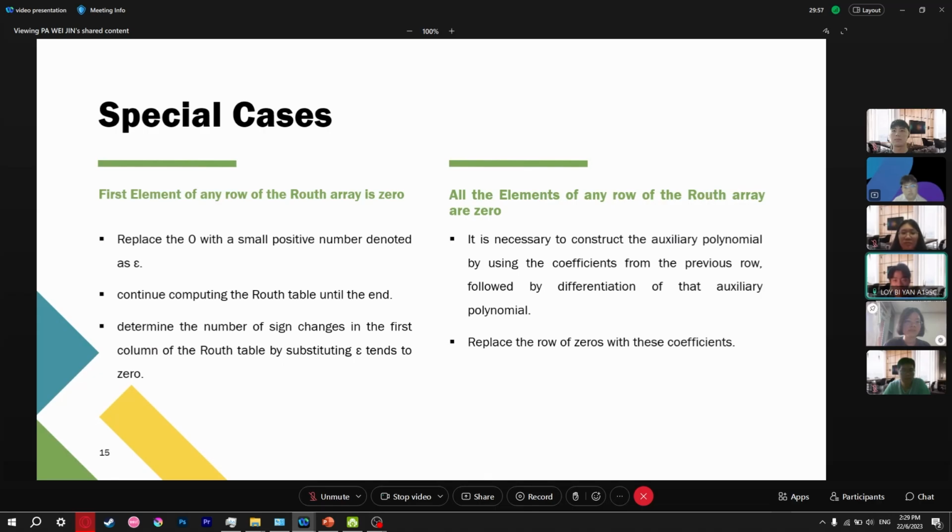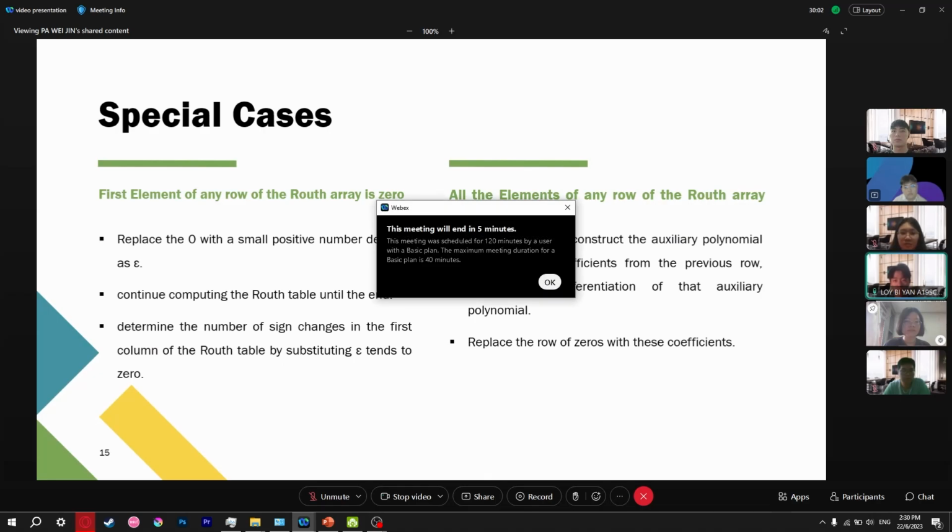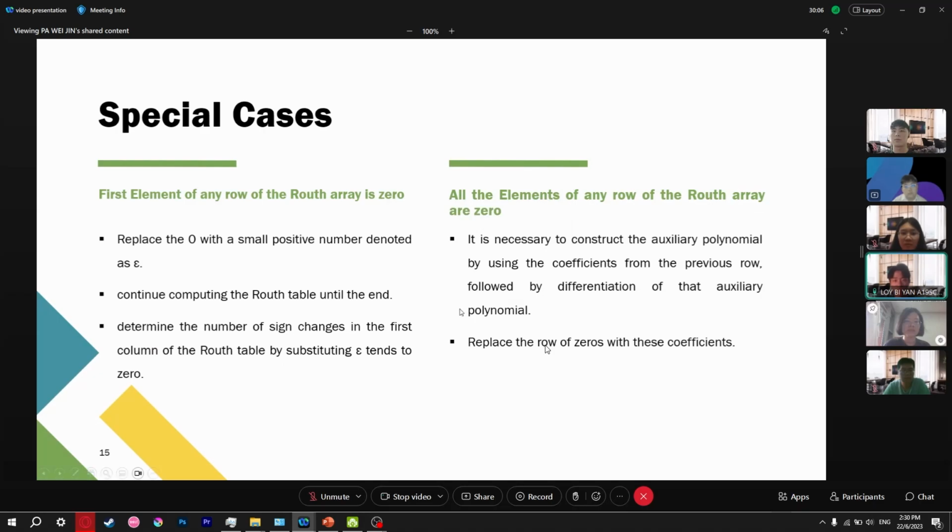The second case is when all the elements of any row of the Routh array are 0. For this case, it is necessary to construct the auxiliary polynomial using the coefficients from the previous row. We then differentiate that auxiliary polynomial and replace the row of 0s with these coefficients.